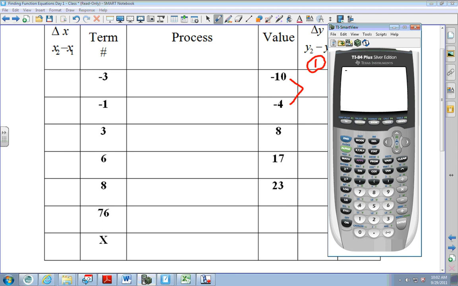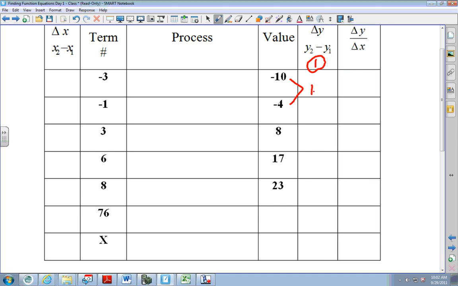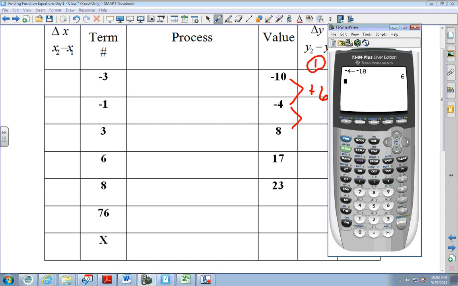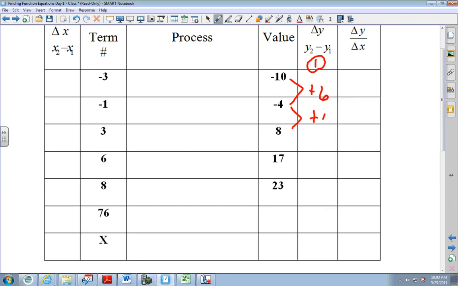Take -4, the bottom number right here, minus the top number, which is -10. And I want you to press enter. You get 6, so this is plus 6. Here's the next one. Let's do this again. Let's go 8 minus -4. Enter. Gives you 12. So I have plus 12. I'll continue on here. Plus 9 and plus 6.